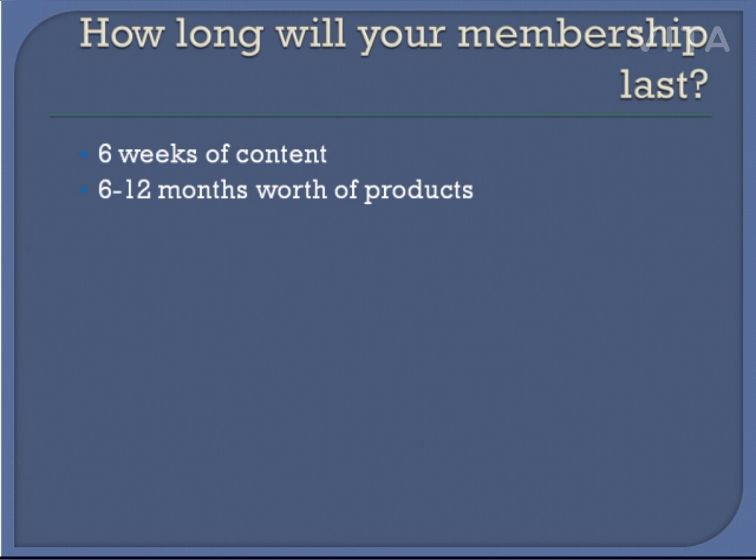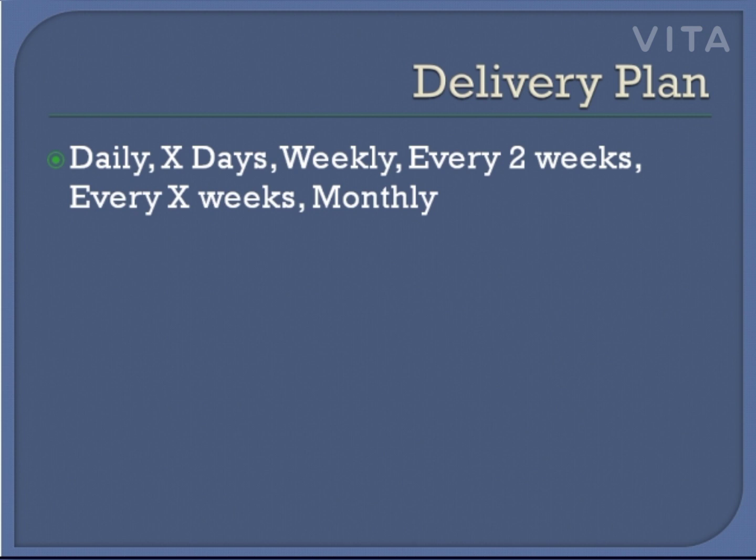If you understand all of this, then it'll make it easier for you to figure out how long your membership site will last, because it varies differently from niche to niche, from topic to topic, and from market to market. So figure that out, and once you figure how much content you have and how long it'll last, then you can understand your delivery plan. And that's very, very easy. It just follows through with the same thing. You can do daily, X number of days, weekly, every 2 weeks, every X weeks, monthly, and so forth.